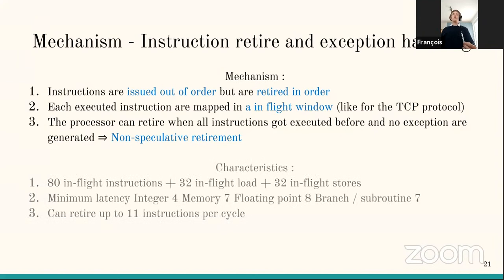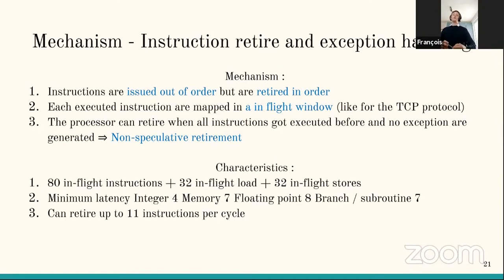Some characteristics of this mechanism for the out-of-order engine: we can have up to 80 in-flight instructions, which is a lot. So the in-flight window is very, very big. There are also 32 in-flight loads and 32 in-flight stores. The minimum latency for an integer instruction is 4 cycles. For a memory access it is 7 cycles. For a floating point instruction it is 8 cycles. And for a branch or a subroutine call, it's 7 cycles. And the processor can retire up to 11 instructions per cycle.